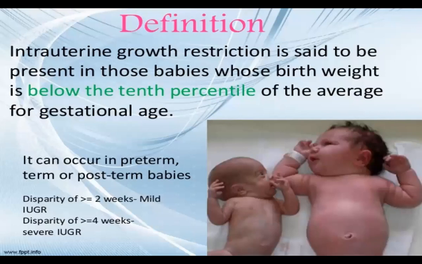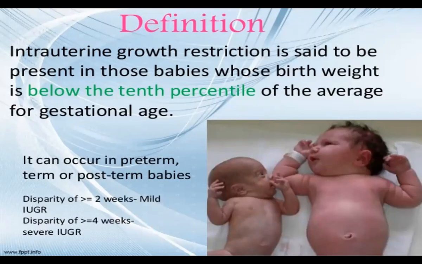The next one is called IUGR. IUGR stands for intrauterine growth restriction or retardation, and it is said to be present in those babies whose birth weight is below the 10th percentile for gestational age. So if it is less than the 10th percentile, then it is called IUGR. It is commonly seen in preterm or postterm babies. See, this is the normal one, and this is the preterm baby.